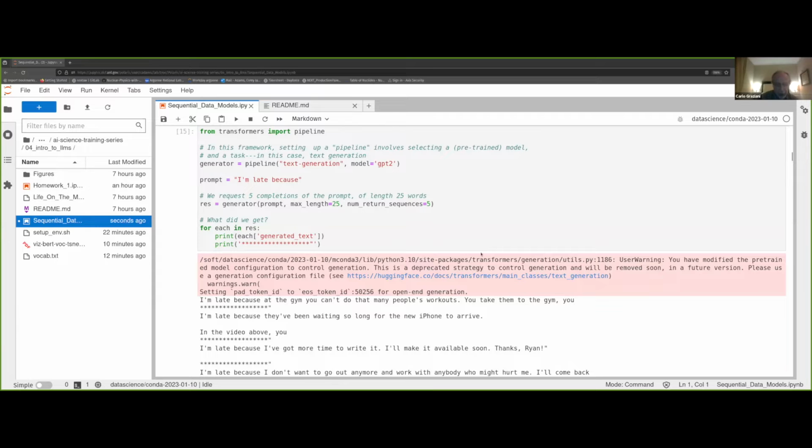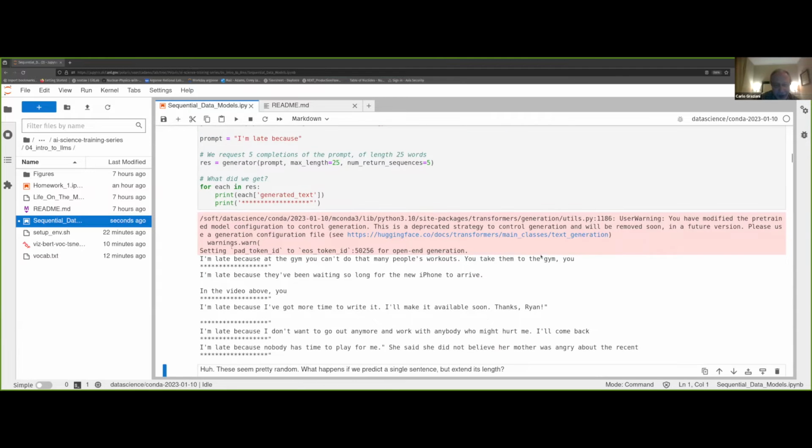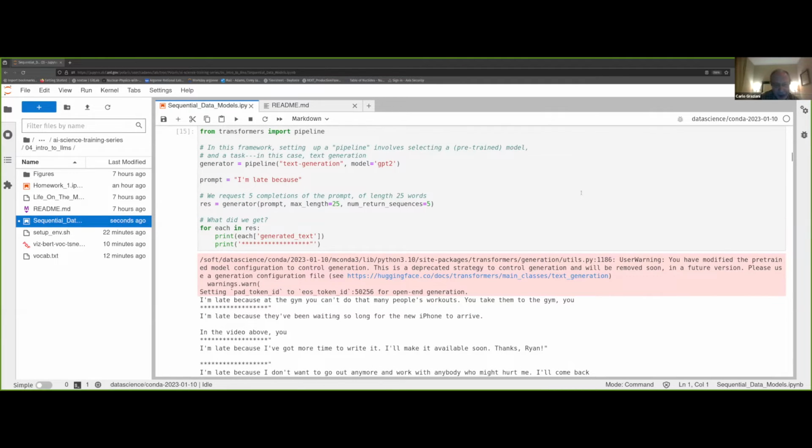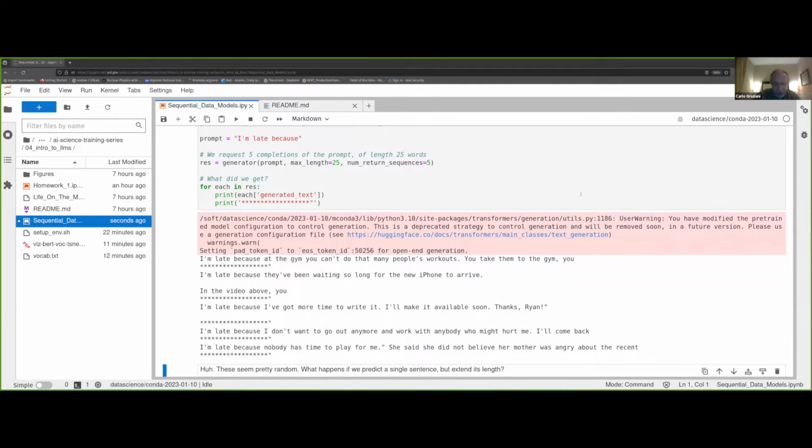The last thing we're going to do here is set a prompt, and the prompt is just like a ChatGPT prompt. It's "I'm late because," and the task for text generation is to complete that sentence. So we execute the cell, and you can see Corey's already done so, and we get some pretty interesting results. "I'm late because at the gym you can't do that many people's workouts.